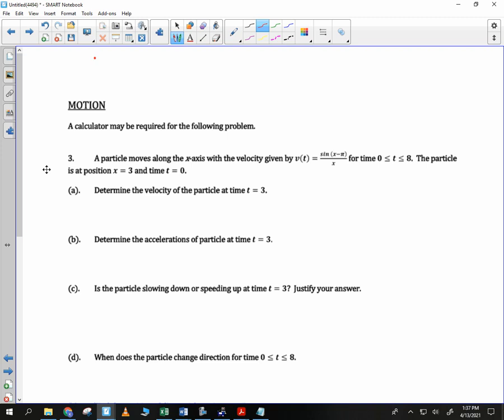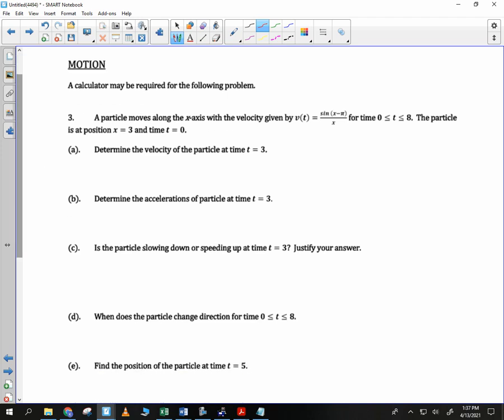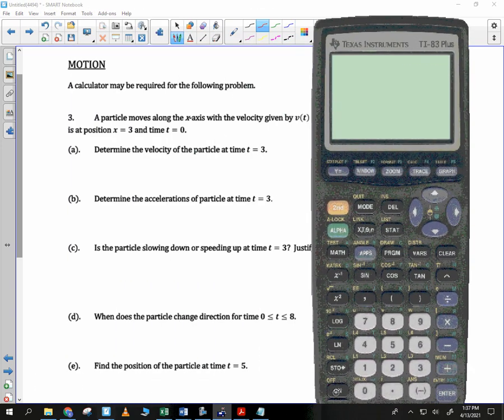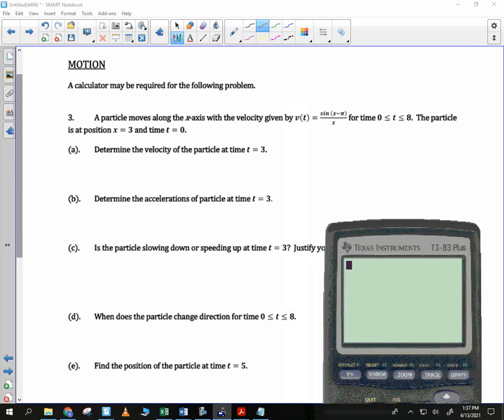The most common asked question on the free response section is problems regarding motion. Second most common would be the area problems. So we covered area. Let's go to motion. Please take out your calculator. It says a particle moves across the x-axis with velocity given by this function for time 0 to 8, and the particle is at position x equals 3 at time equals 0.